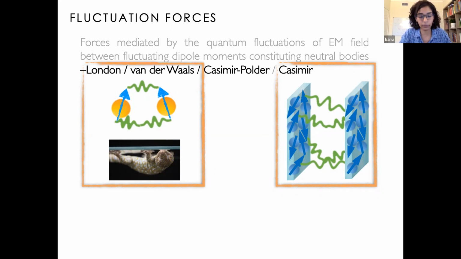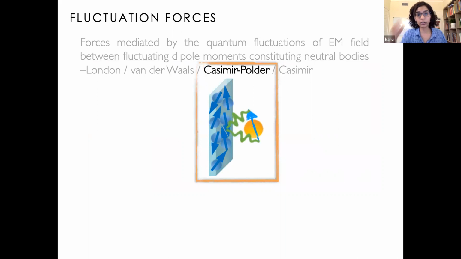So for example, if it's two point-like particles, we call it London or van der Waals force. If it's a gecko climbing on a wall, we call it van der Waals. If it's two perfectly conducting parallel plates, we call it Casimir, and so on. So for the purposes of this talk today, I will be talking about particles or collections of particles near a surface, which we will refer to as Casimir-Polder forces or Casimir-Polder interactions more generally.